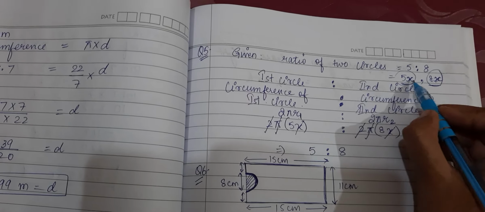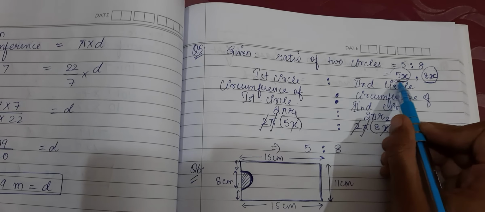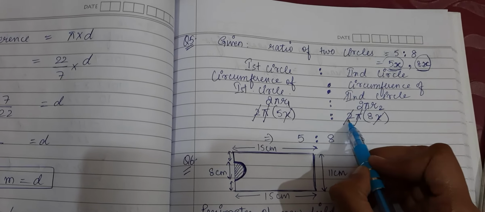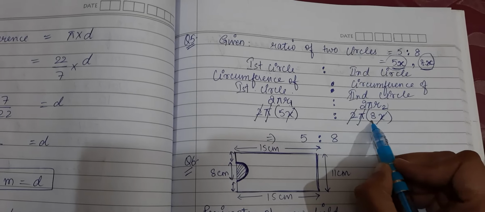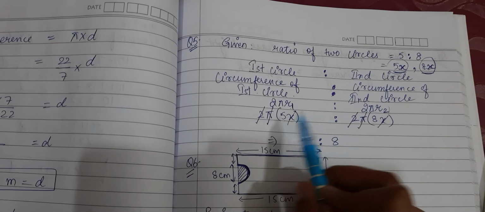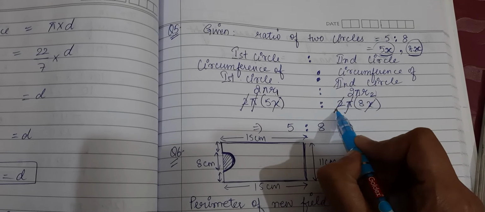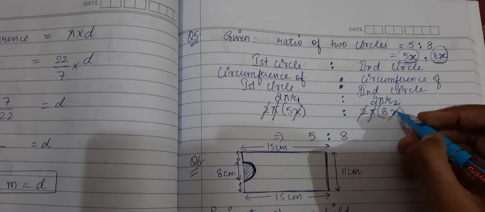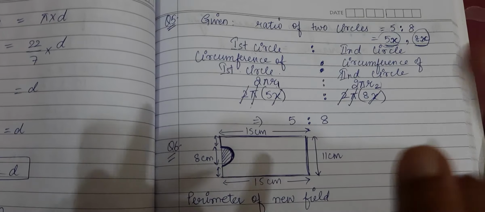What is r1? r1 means the radius of the first circle, which is 5x. So I have placed the value here. 2 pi r2, and r2 means 8x, the radius of the second circle. Now these I can cancel because they are in a ratio. 2 is cancelled with 2. Pi is cancelled with pi. x is cancelled with x. Same terms I can cancel because they are on opposite sides.